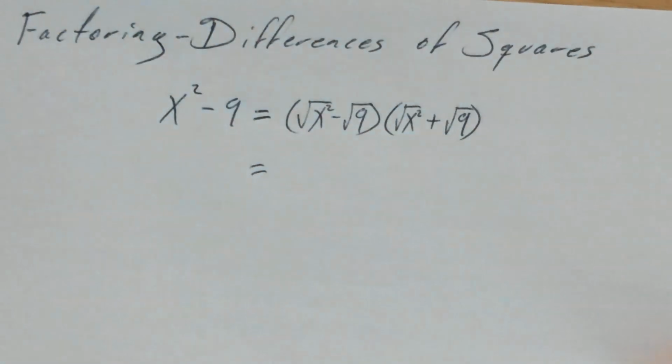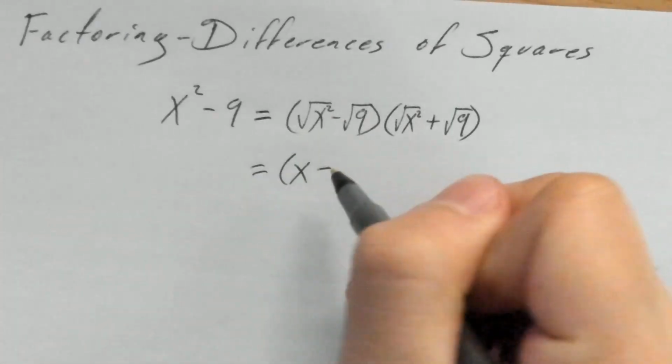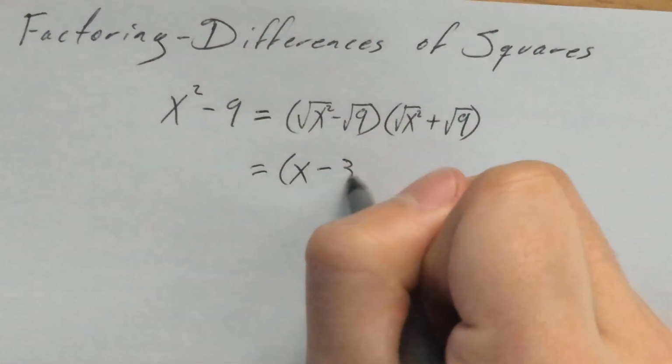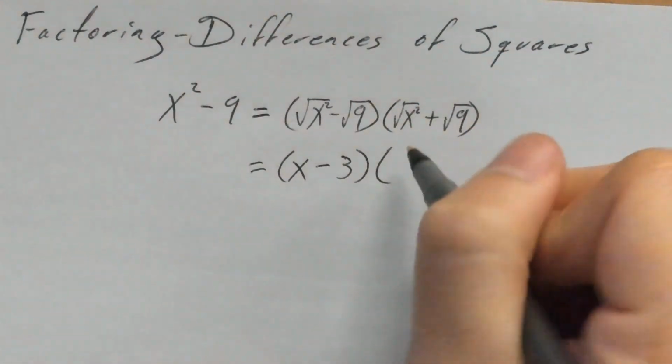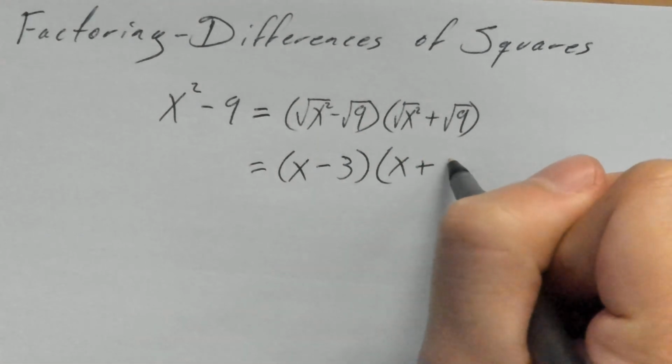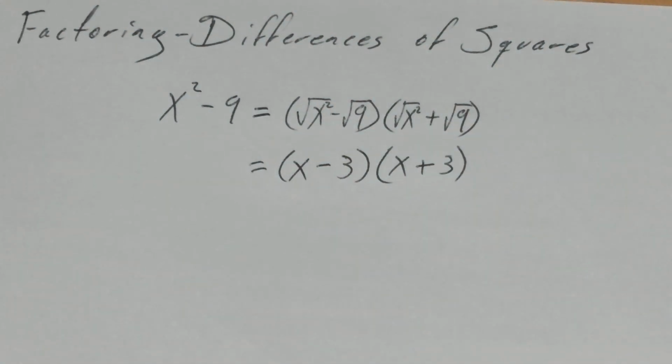Now this will be equals. Guys, what's the square root of x squared? Remember that square root and squared are opposites of each other? It's just x. The square root and the square will cancel out. So the square root of x squared is just x. Minus, what's the square root of 9? It's 3. Now on the other side it's going to be the same thing. The square root of x squared is just x, plus the square root of 9 is 3. And that's it. These are differences of squares. That's the answer. That's the factors. Yeah, this is easy. That's why I think I only covered it once. We only did it once because it's just this.